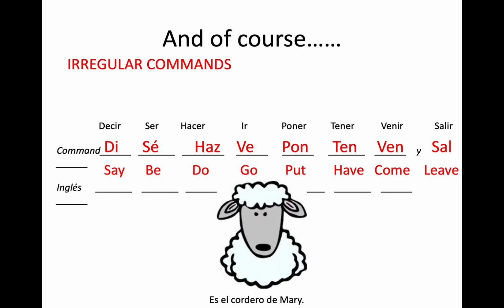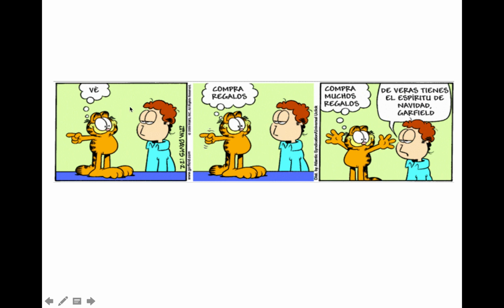All right. Es el Cordero de Mary. I'm not sure why we have Mary's little lamb here. All right, so we have a Garfield here, and he says ve. Remember, that means go. He's telling John to go, and he says compra regalos. Those are commands. Buy presents. Okay, compra muchos regalos. Buy a lot of presents. And then de veras means really. You really have the spirit of Christmas, Garfield. So there you go. There's your little joke.